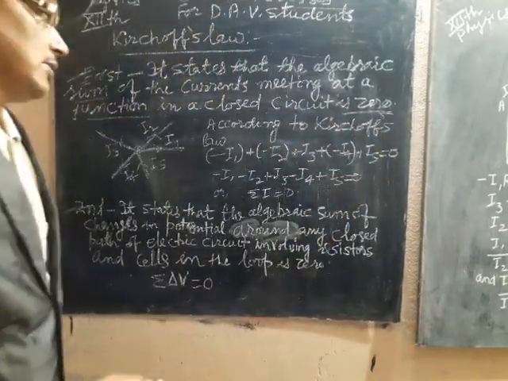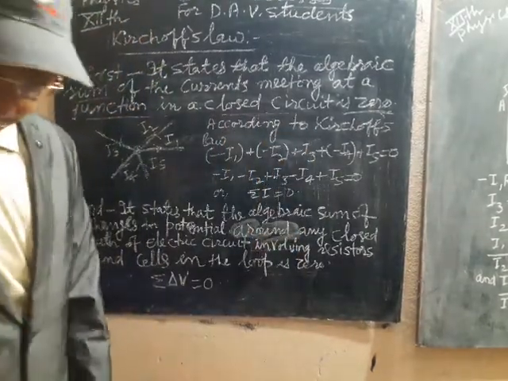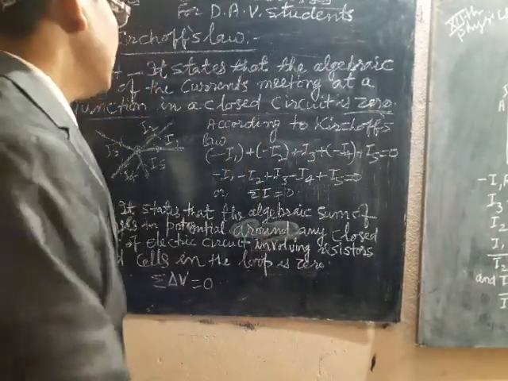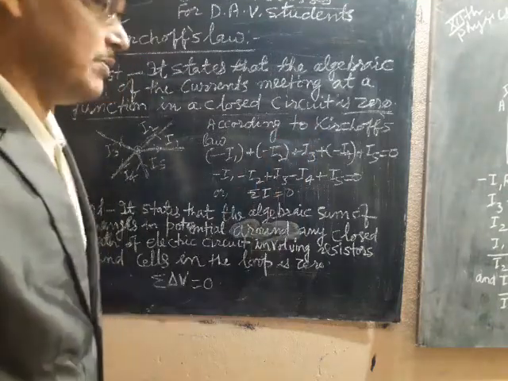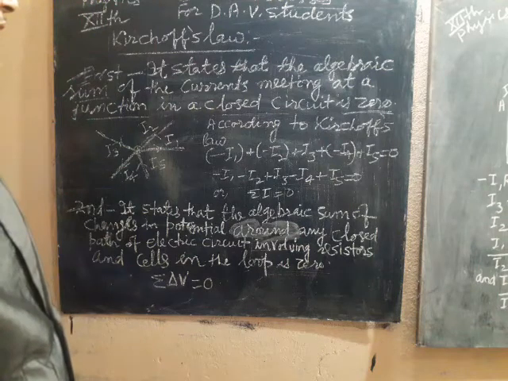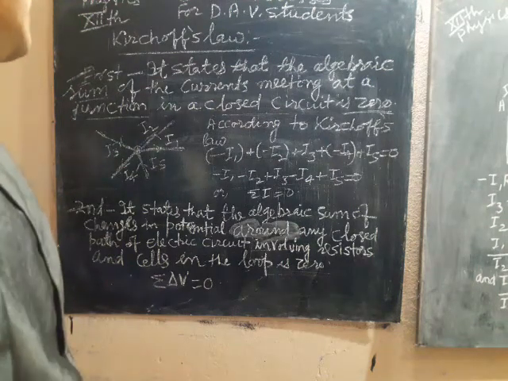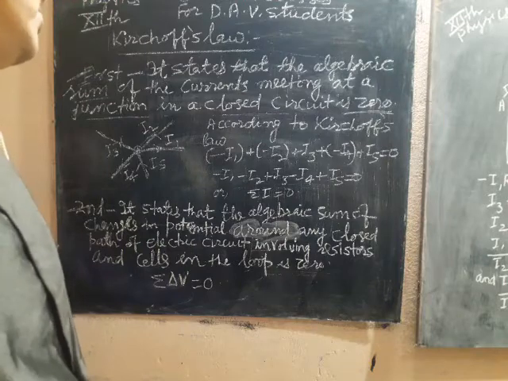Here, closed, not open circuit. What things are you observing? Here this is a closed circuit. Once again I am repeating this law. It states that the algebraic sum of the currents meeting at a junction in a closed circuit is zero.